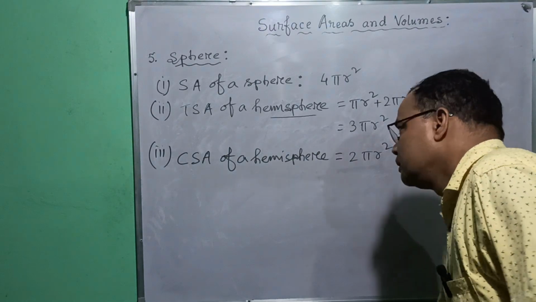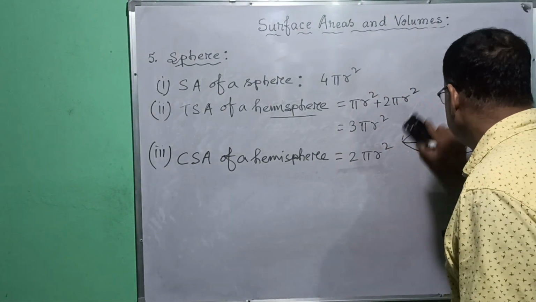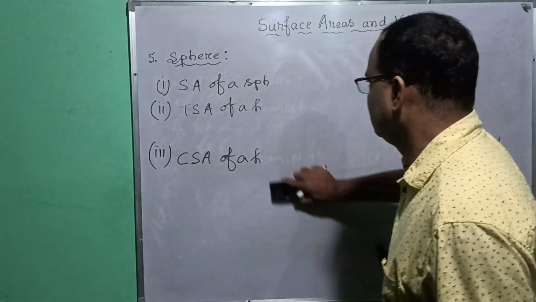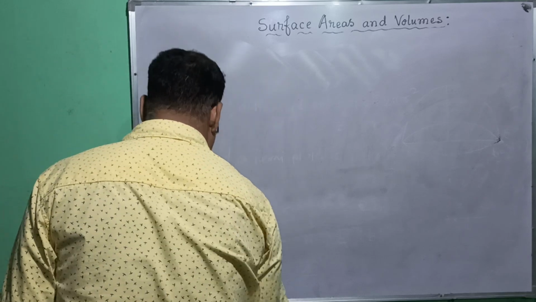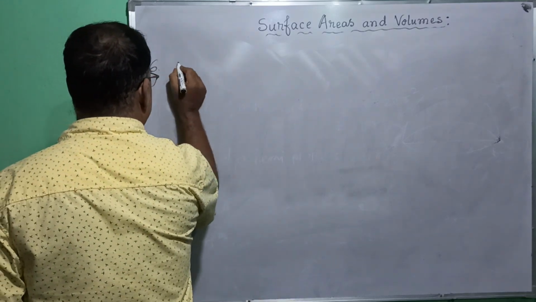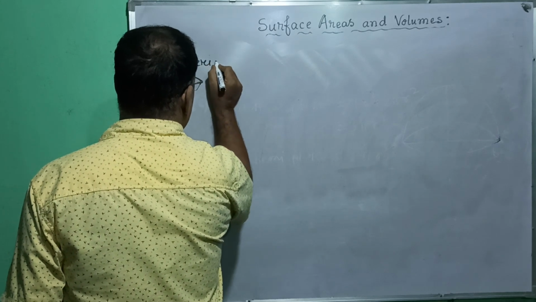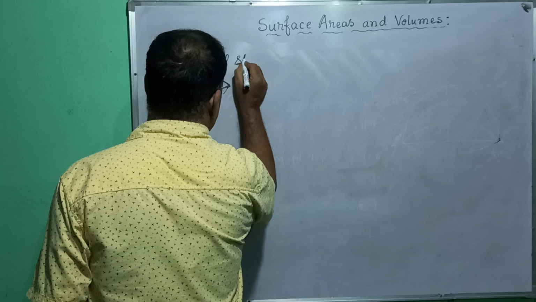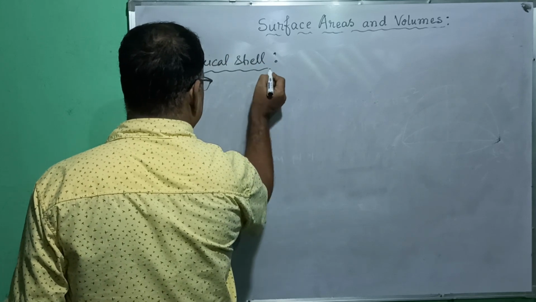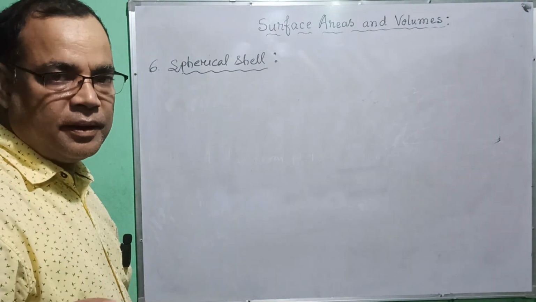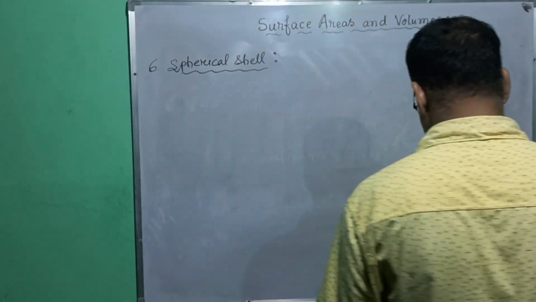Now the sphere is finished. Now the sixth one, we will write spherical shell. So what is a spherical shell? The spherical shell is actually included in class 10. So what is a spherical shell? Suppose it is a sphere.